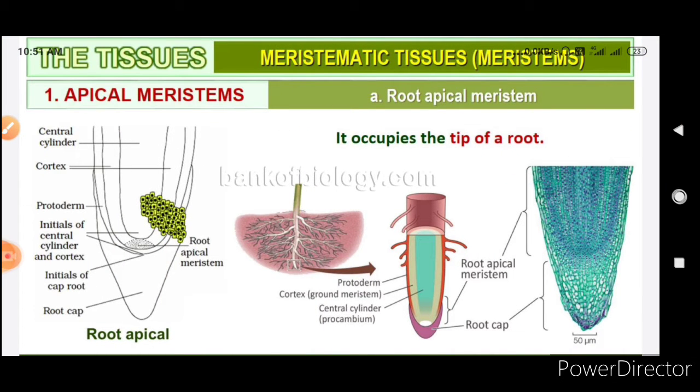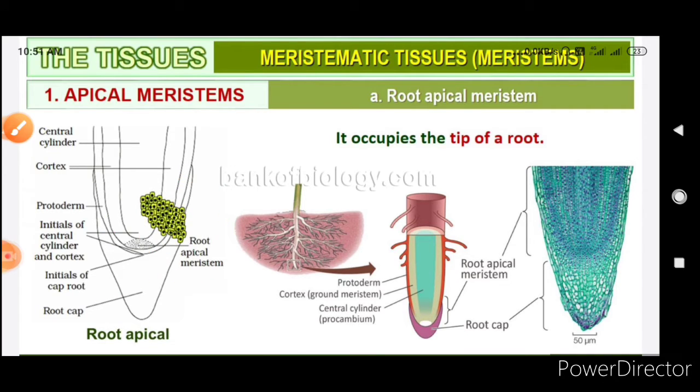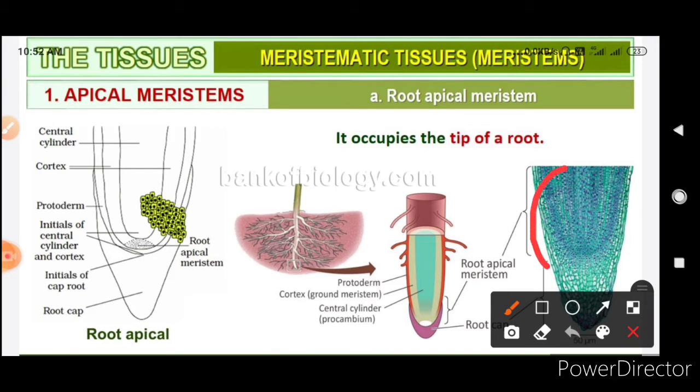Now the root apical meristem occupies the tip of the root. If you see in the diagram, this is the root apical meristem, this is the root cap, and this is the foremost region of the root, which is protected, and here the meristematic tissues will be present, which will help in the growth. This is the protoderm. These are structures we will see later in this chapter. And this is the diagram of the root apical meristem, where the tissues are actively undergoing cell division.